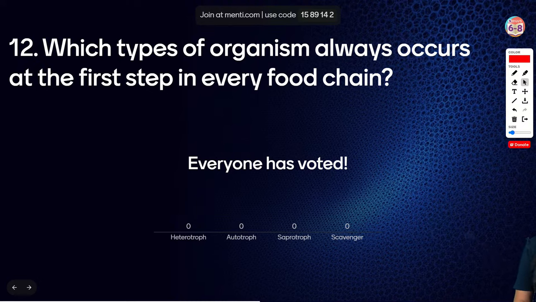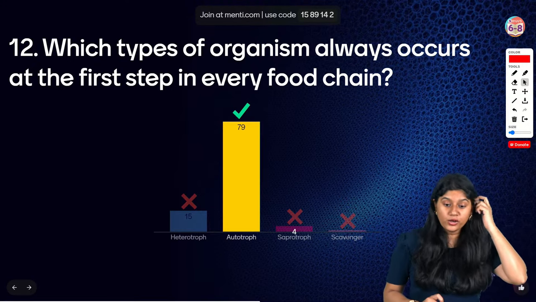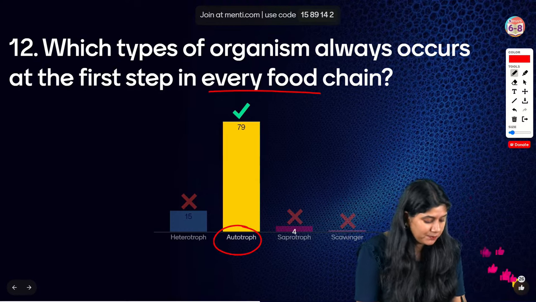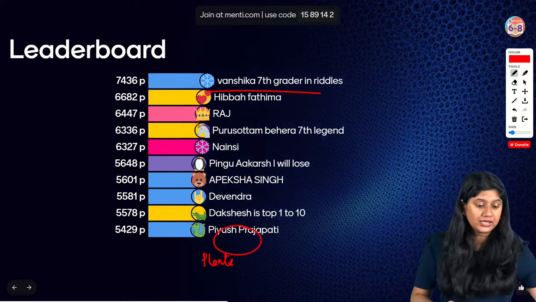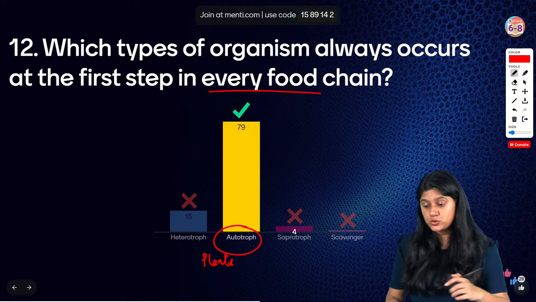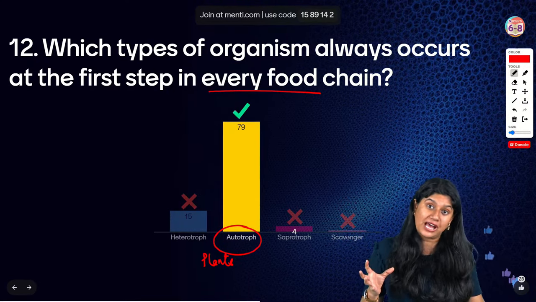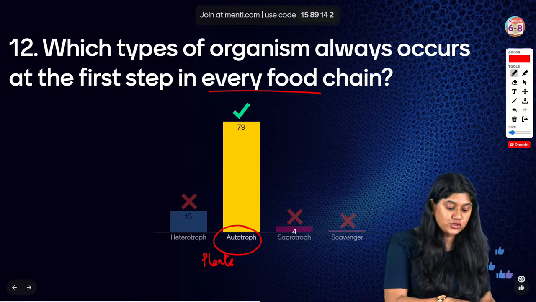Yes, everyone, I hope that all of you have voted. Very good. So we all know that in any food chain we will have the autotrophs. The plants will be there. We know that they can make their own food, and those organisms who can make their own food are called autotrophs. So in any food chain, we will have those organisms that are capable of making their own food. Yes, heterotrophs are us.